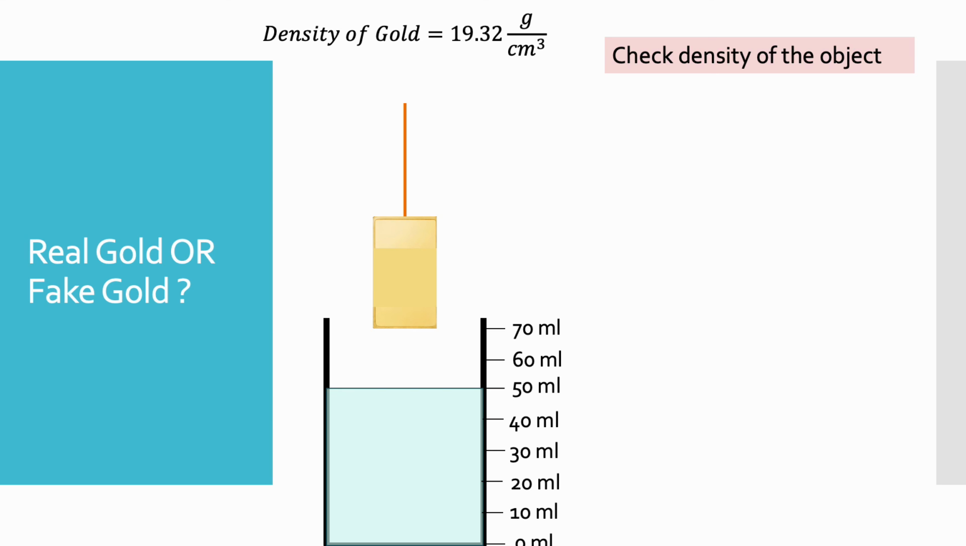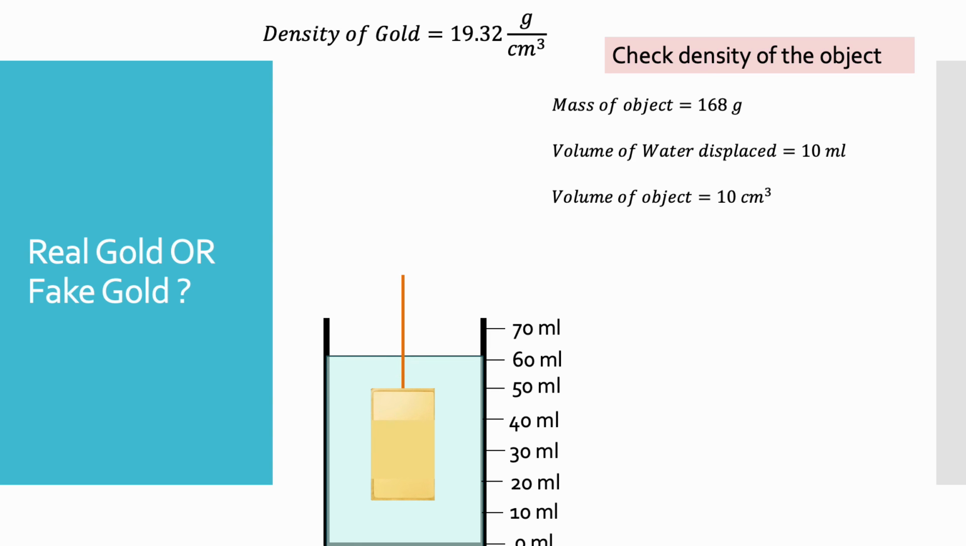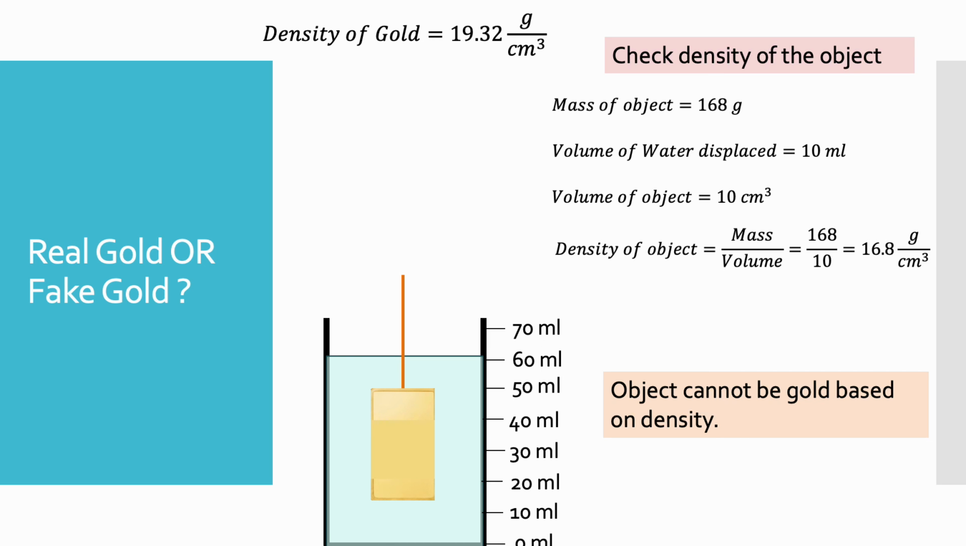Let's test one more object. The mass is 168 grams. It displaces 10 centimeter cube of water. Using the density formula, we get the value of density equal to 16.8 grams per centimeter cube. Once again, this is much lower than gold's density of 19.32 gram per centimeter cube. So we can confidently say that this object is not gold either.